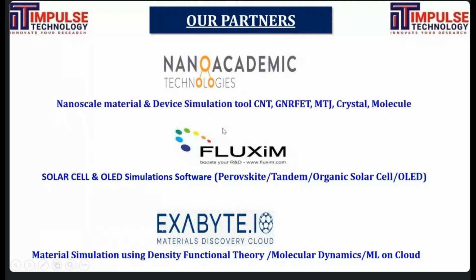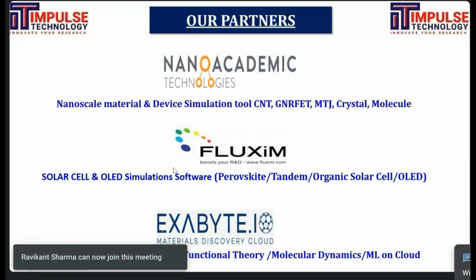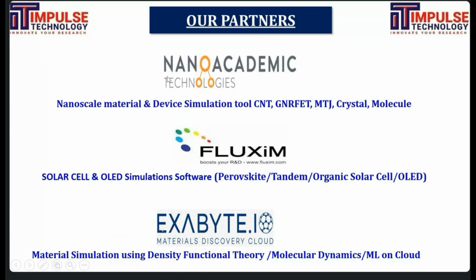If we talk about Impulse Technology, what we are and what we are doing here: Impulse Technology is based in Gurgaon, and provides nanoscale material and device simulation software, optoelectronics device simulation software, and cloud-based material simulation software. My most valuable partner is Nano Academy Technology, a Canadian-based company that provides nanoscale material and device simulation software, where you can simulate carbon nanotubes, nanoribbons, magnetic tunnel junctions, crystals, molecules, and devices.